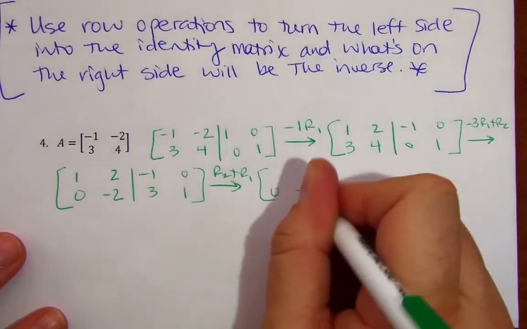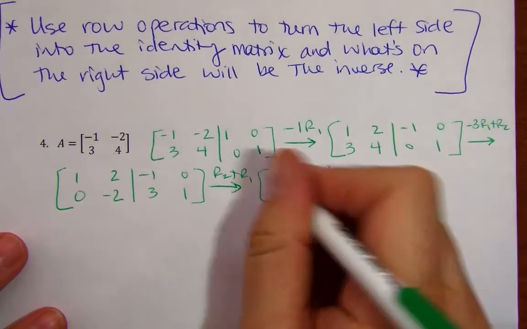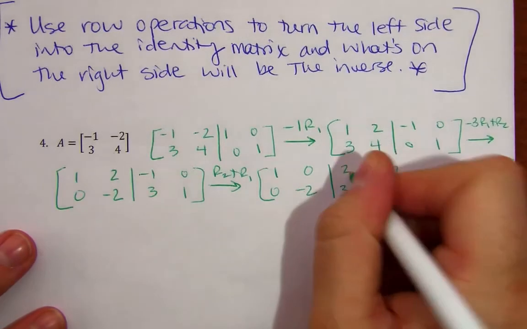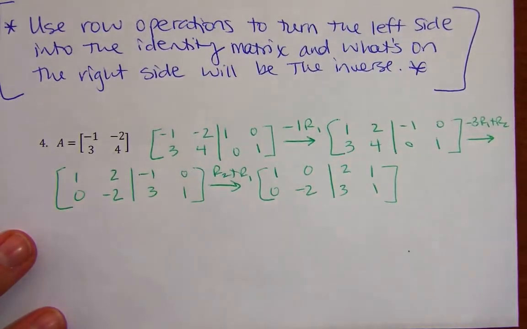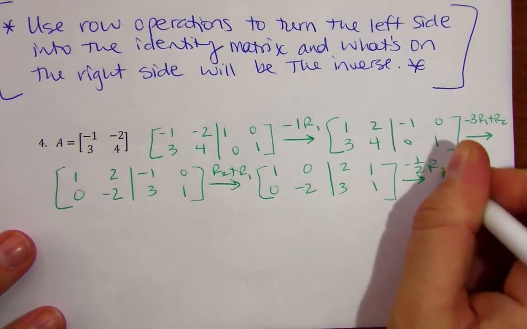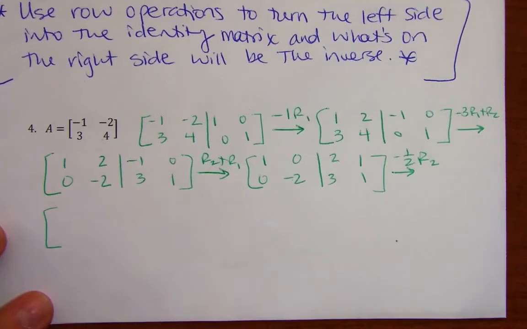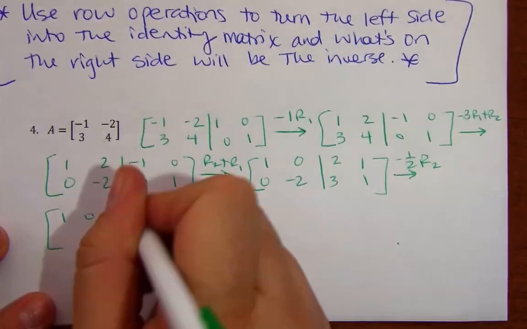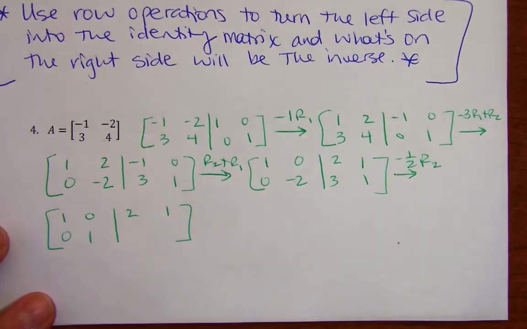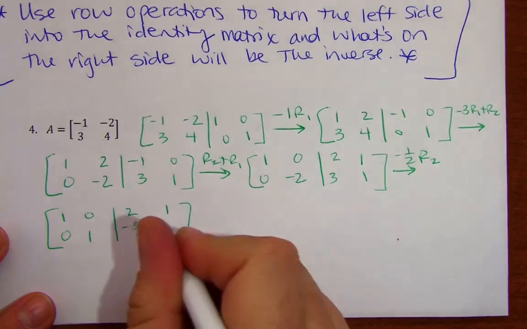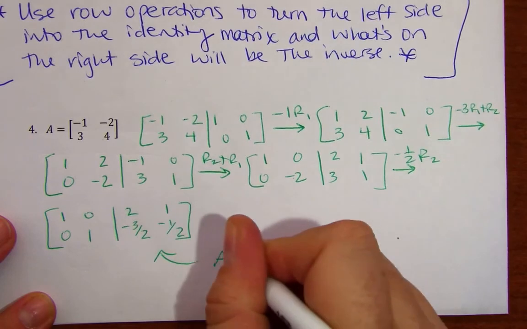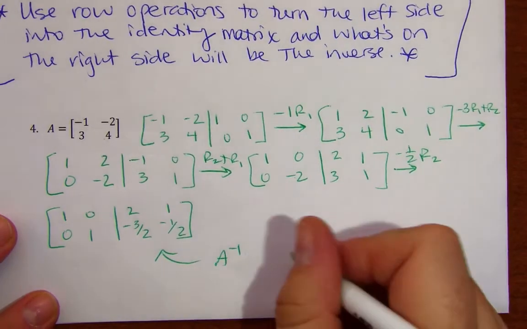So 0, negative 2, 3, 1, that didn't change. And 1, negative 2 plus 2 is 0, 3 plus 1 is 2, 1 plus 0 is 1. And our last step is going to be negative 1/2 times row 2. So row 1 did not change, 1, 0, 2, 1. And negative 1/2 will make this 0, 1, negative 3 over 2, negative 1 over 2. What that means is that this is the inverse of matrix A.